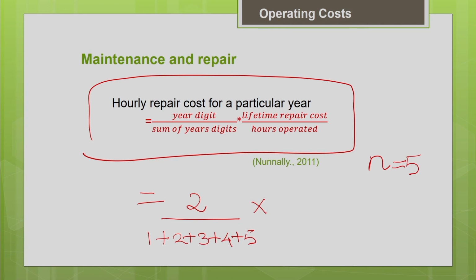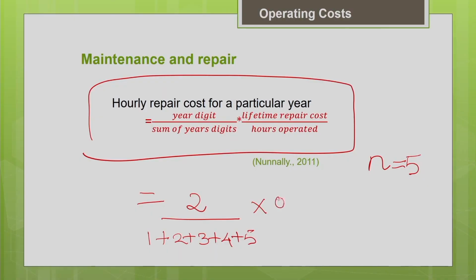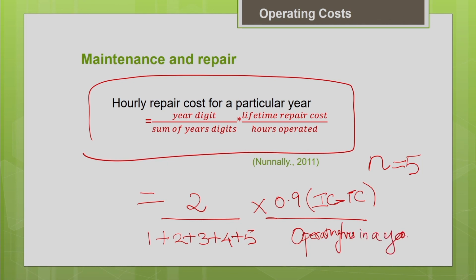The lifetime repair cost, you know it, depending upon the type of the equipment and the operating condition, is expressed as a percentage. Say for example, if it is 90% of initial cost minus tire cost, divided by the total operating hours of the machine in a year. So, operating hours of the machine in a year. This will give you the hourly repair cost for a particular year.